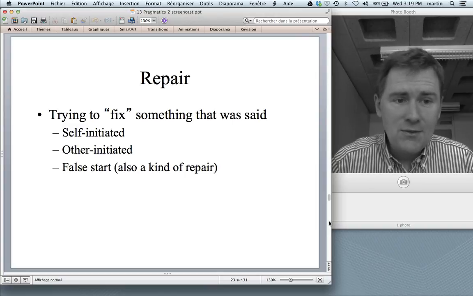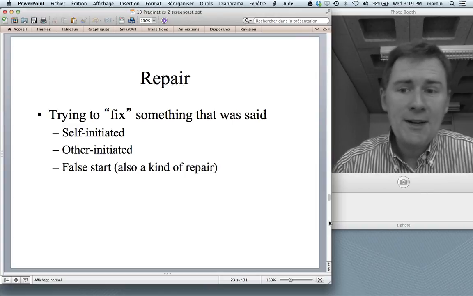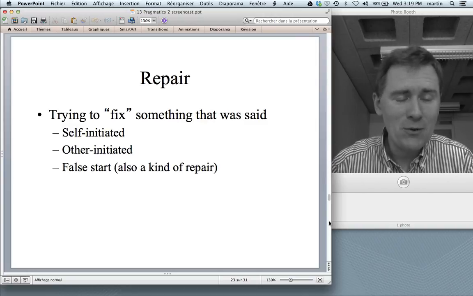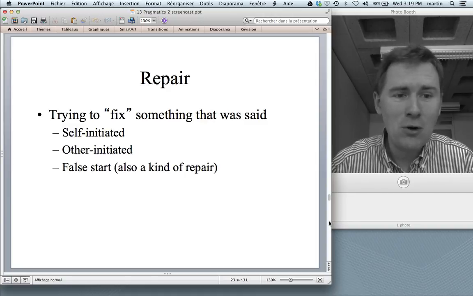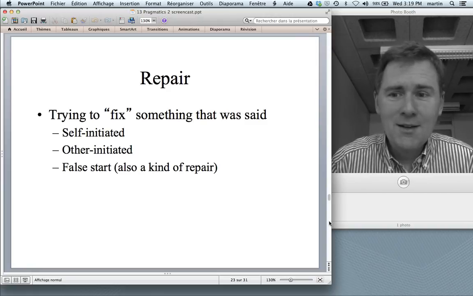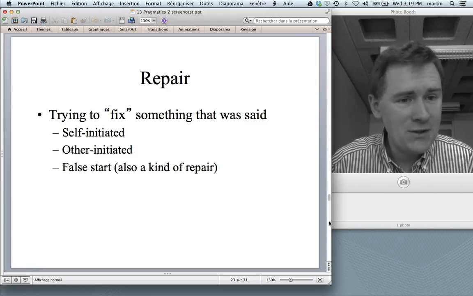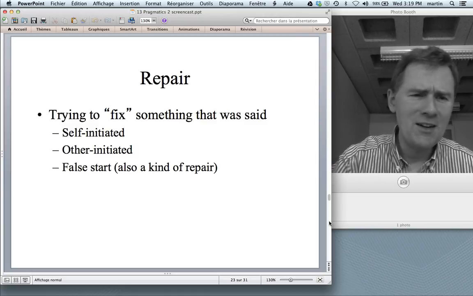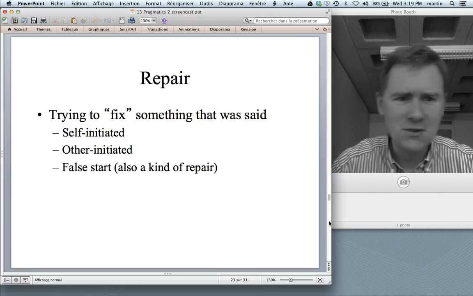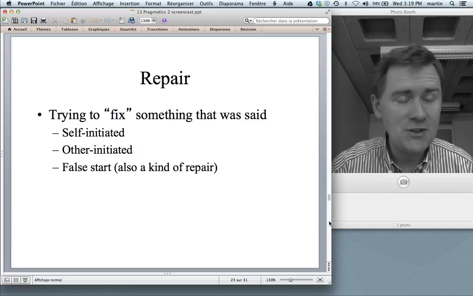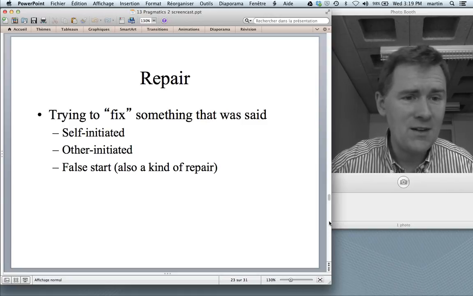Coming to the next notion here, repair. Repair is trying to fix something that was said. And in spoken conversation, there's a need for fixing something that was said more often than not. Repair can be either self-initiated, so that the speakers themselves notice, "Oh, that didn't come out right. I need to start over. Okay, here it is." But it can also be other-initiated, when the other person says, "Huh, what was that?"